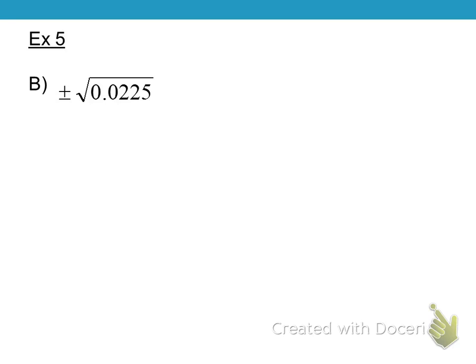Example 5. All right, same approach. Let's rewrite this as a fraction. So I need how many zeros in my denominator? 4. There's 4 numbers after the decimal. So I need a 1 and 4 zeros to write it as a fraction.